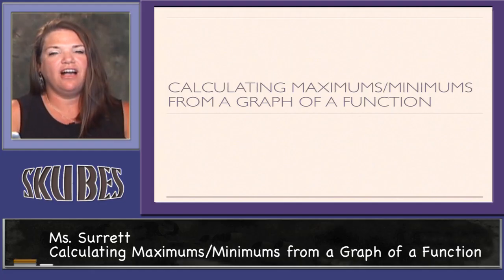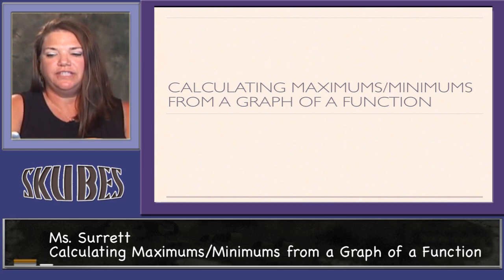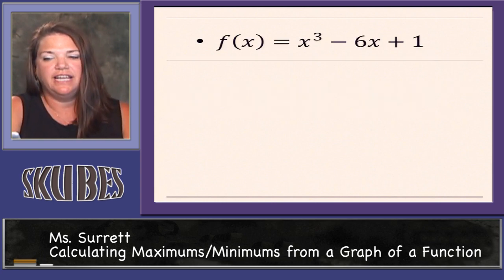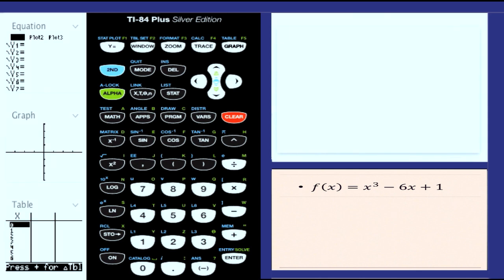Welcome to the lesson on calculating maximums and minimums from a graph of a function. The function that we're going to use today is f of x equals x cubed minus 6x plus 1. The way we're going to type this into the calculator, you need to understand that f of x is the same thing as y. So you just want to think that you're going to be typing in y equals x cubed minus 6x plus 1. On a graphing calculator, you don't actually have to type the y.